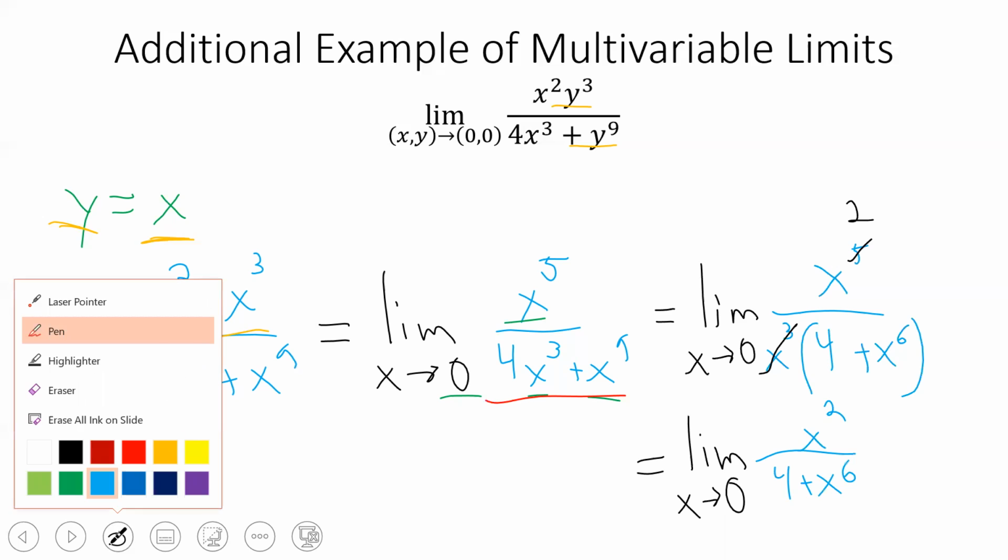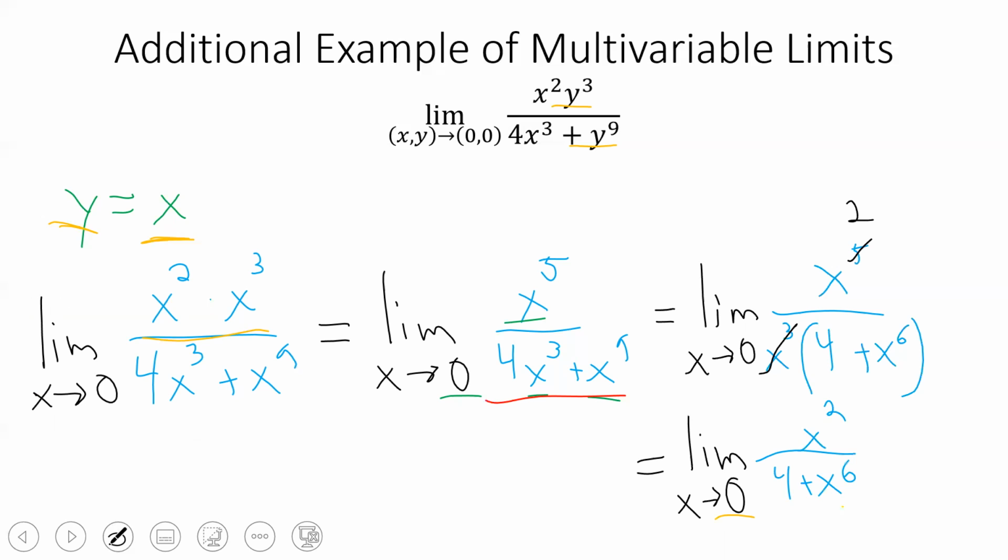At this point, notice now we can plug in 0 into this function. And if we do that, we're going to end up with 0 in the numerator. So giving us a final answer of just 0.